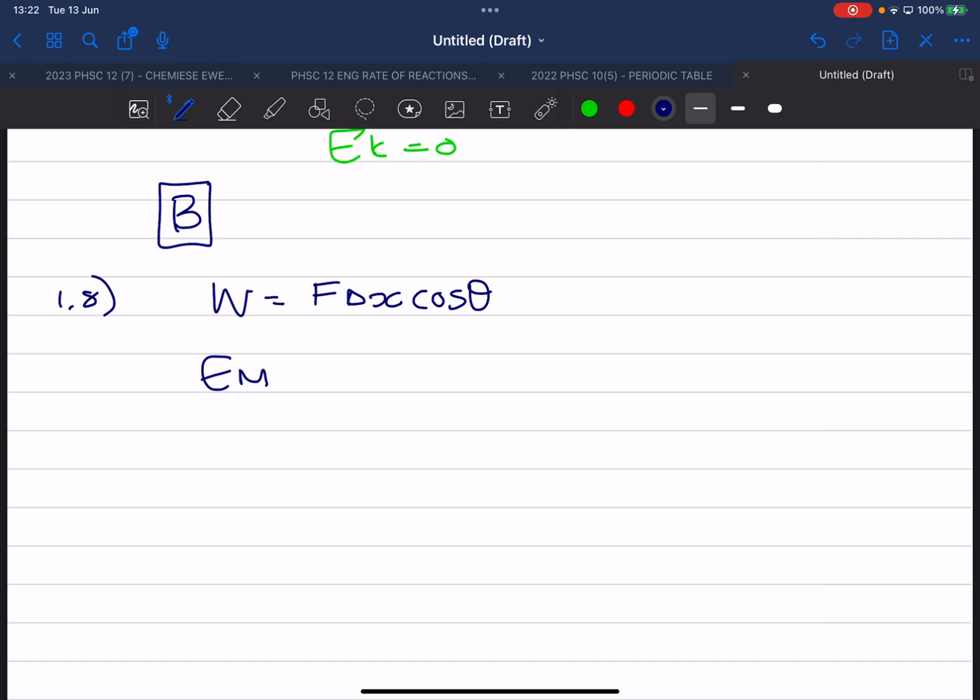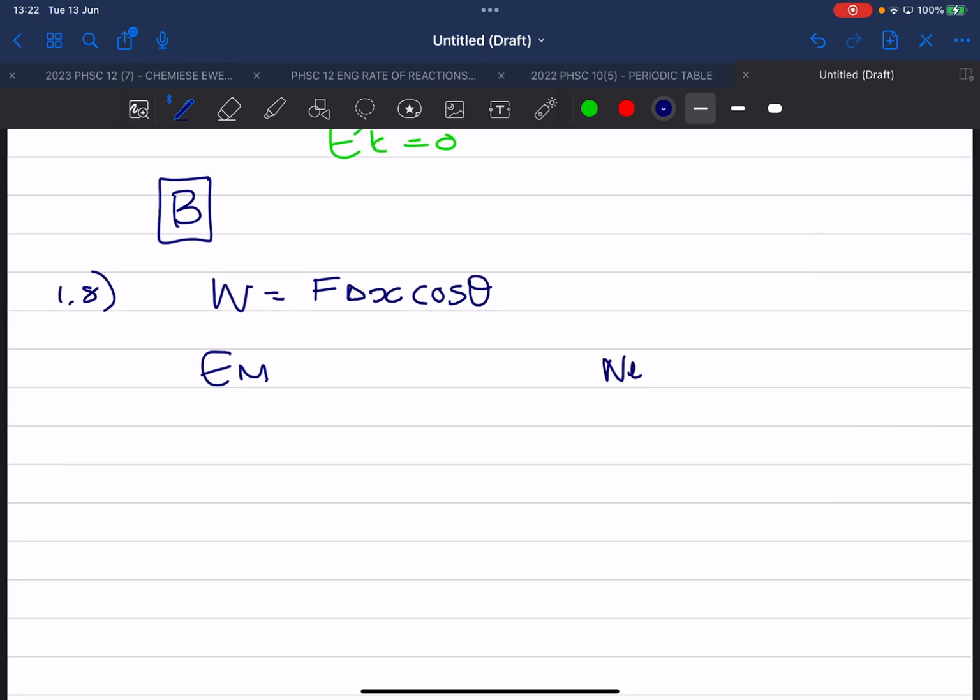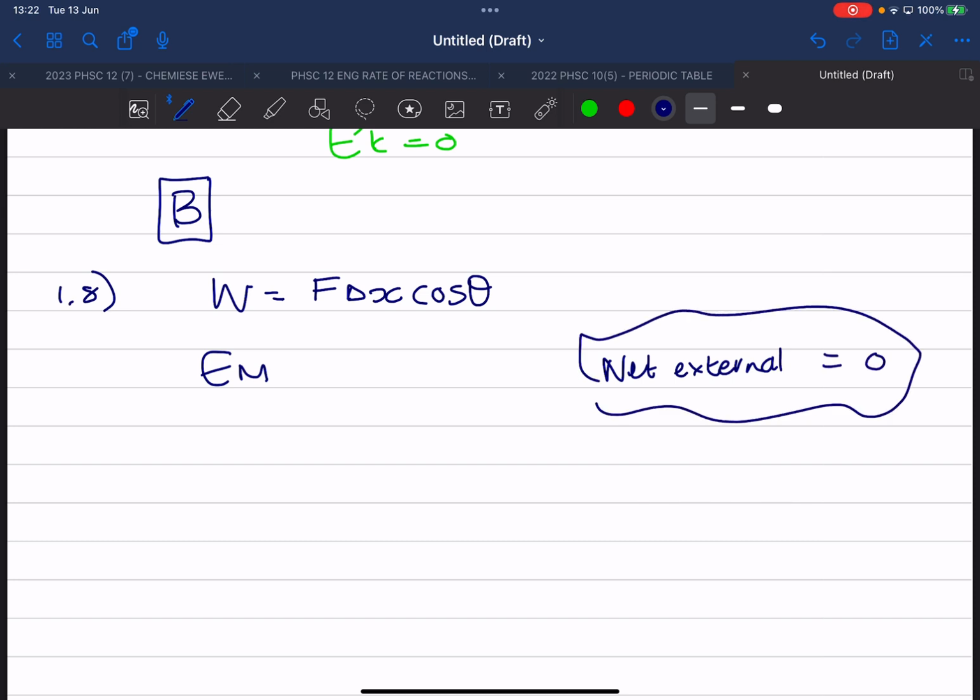Okay, so that's why I want to stop there. What is the definition of an isolated system, 'n geïsoleerde systeem? When the net external force is equal to 0. That is the definition of an isolated system. Now that is what they tried to say there.